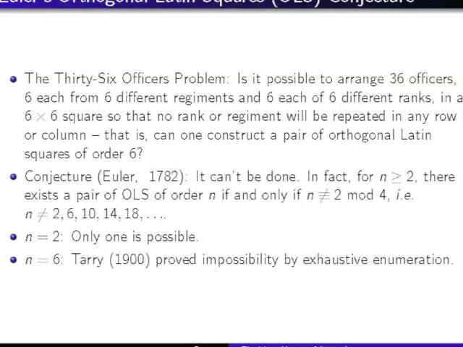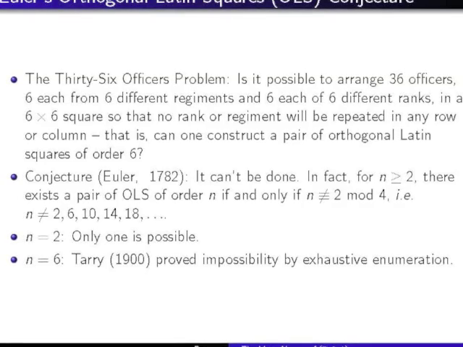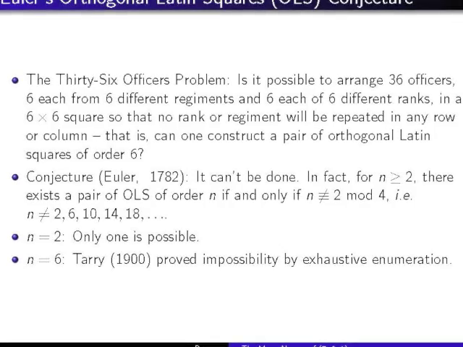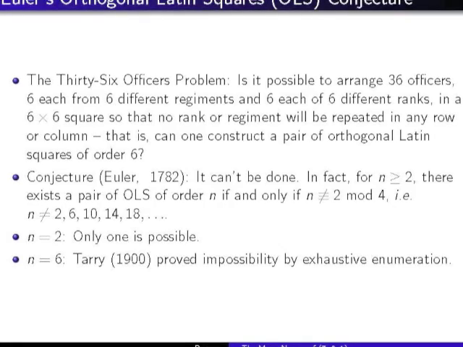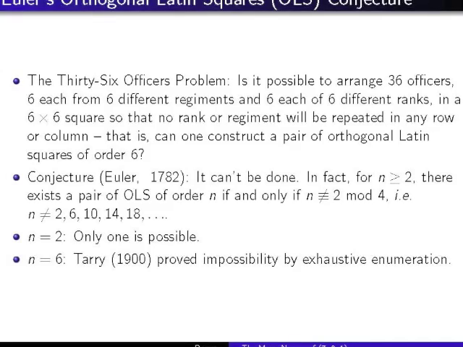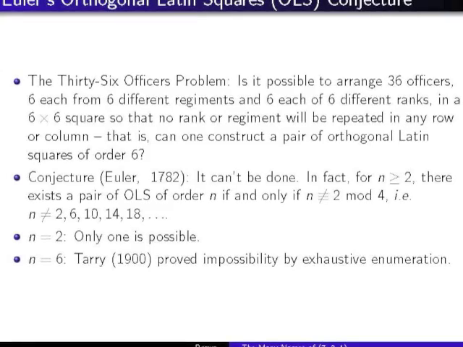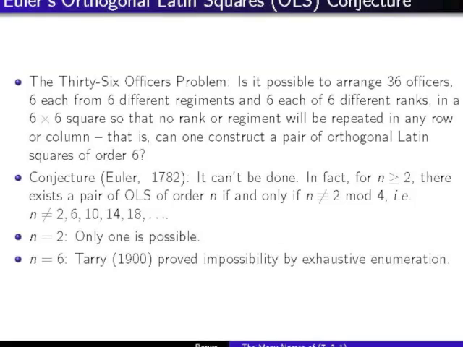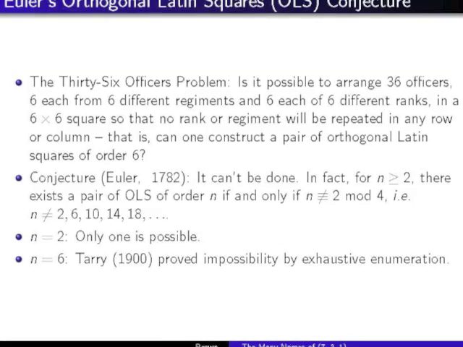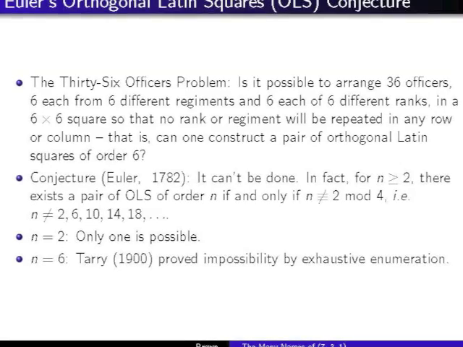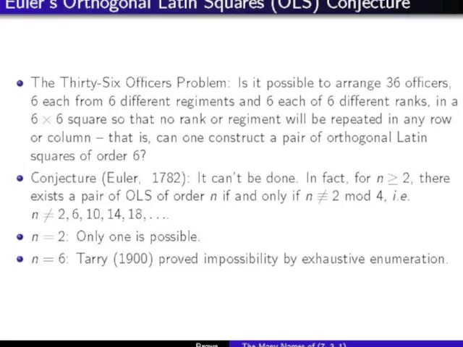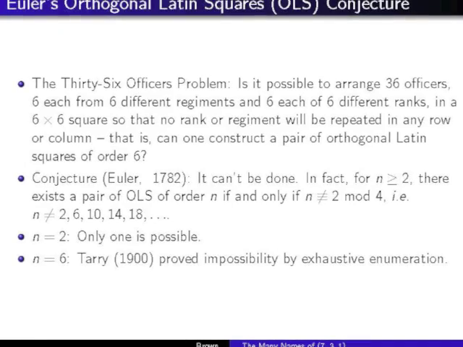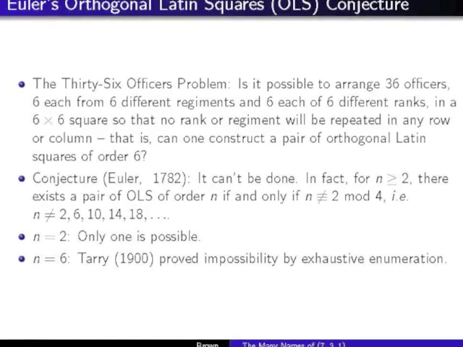He says, in fact, for n bigger than or equal to 2, there exists a pair of orthogonal Latin squares if and only if n is not twice an odd number. That is, n is even, but not divisible by 4: 2, 6, 10, 14, 18, and so forth. He said, none of those. And there's only one Latin square of size 2. If you draw 2 of them, they're really the same. You make a change in one number. And if you draw 2 of them, they're not orthogonal.